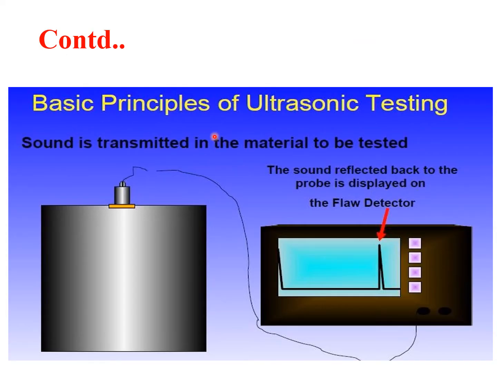Now, again, we'll go through the basic principle. First of all, sound is transmitted into the material to be tested. This is the transducer part. This is the machine that produces the signal that is sent into the material. The sound is reflected back, and the flaw is reflected in the DAC, that is, the data acquisition system. We can see that the fault will look like this.